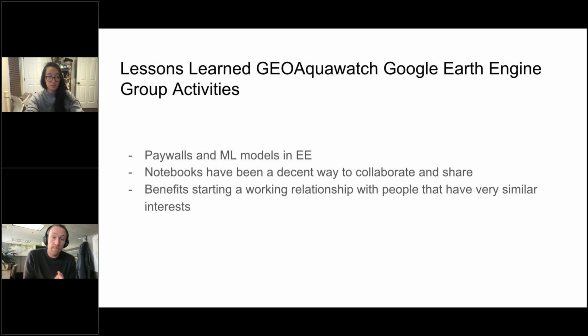Notebooks have been a decent way to collaborate and share. Besides the JavaScript environment, it's another way that we don't have to set up the same systems and be really careful about our own personal computing. You can have it all done for you, so we spend less time on which libraries did you install and did you do this right or that right? Instead, you can talk about the stuff that really matters.